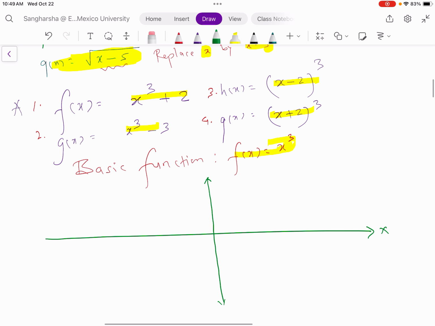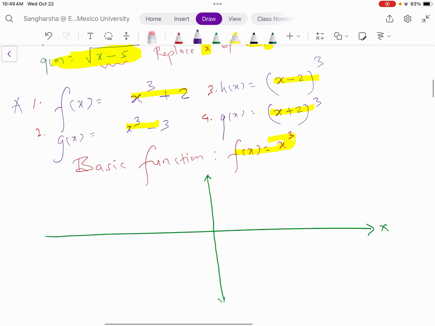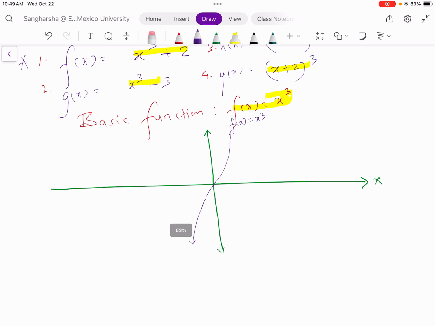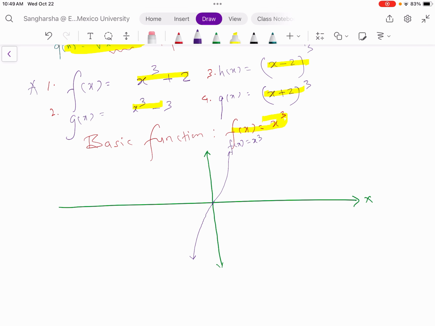So the graph of this basic cubic function looks like this. Here it passes through the origin, so it's not a straight line. This is the graph for our basic function, so let me write down that this is f of x equals x cube. Any question up to here? Finding the type of a function, identifying the correct basic function, and drawing a graph of a basic function.